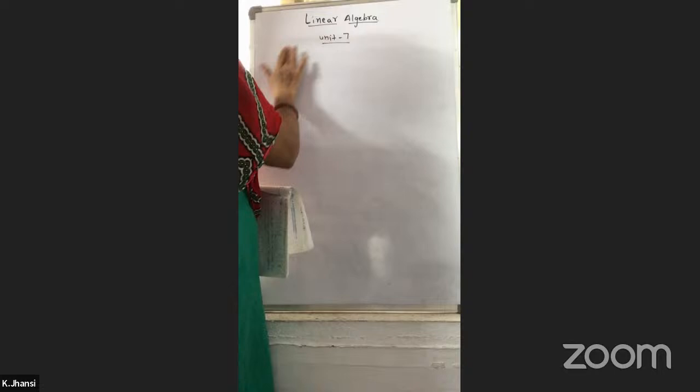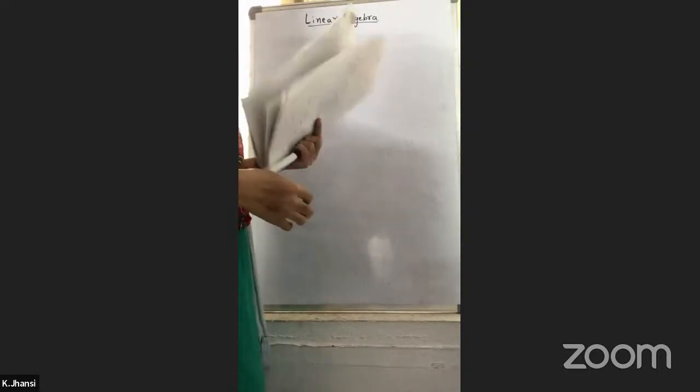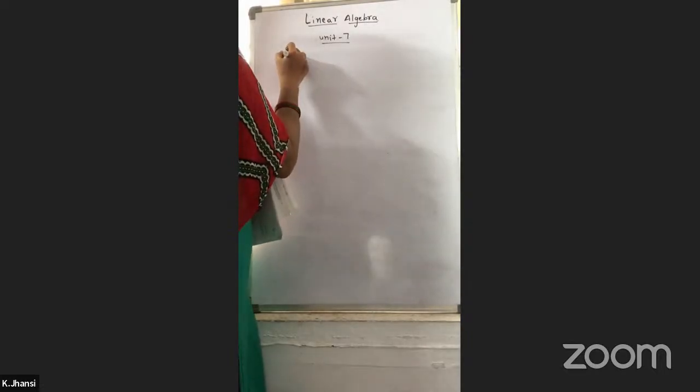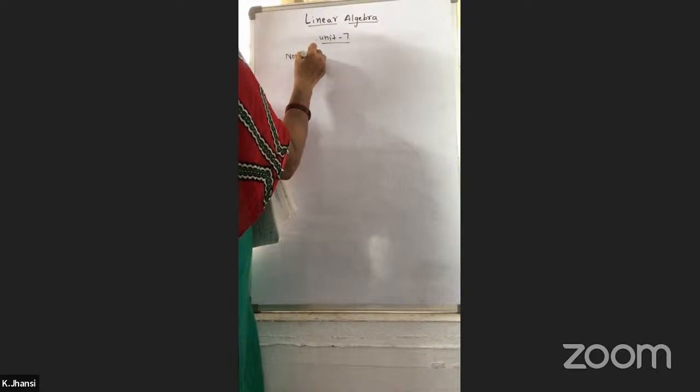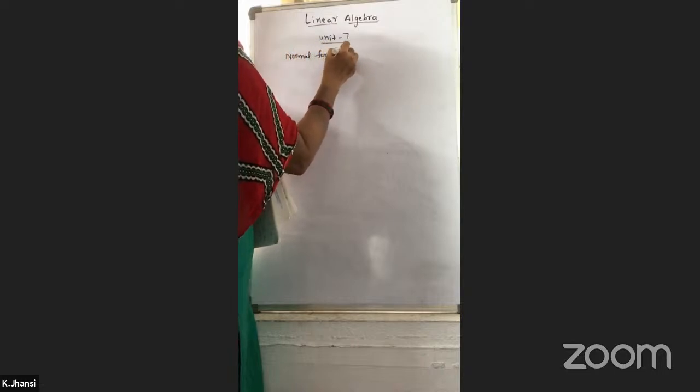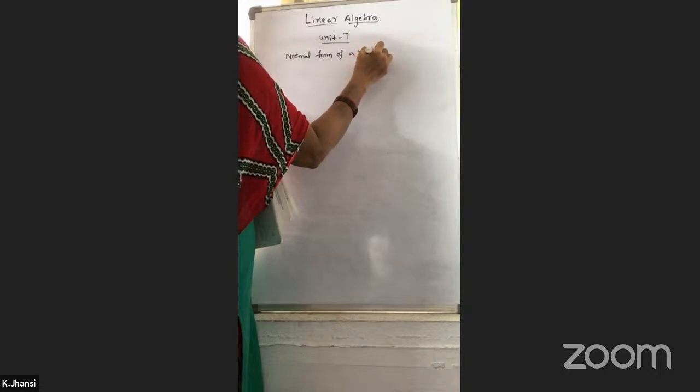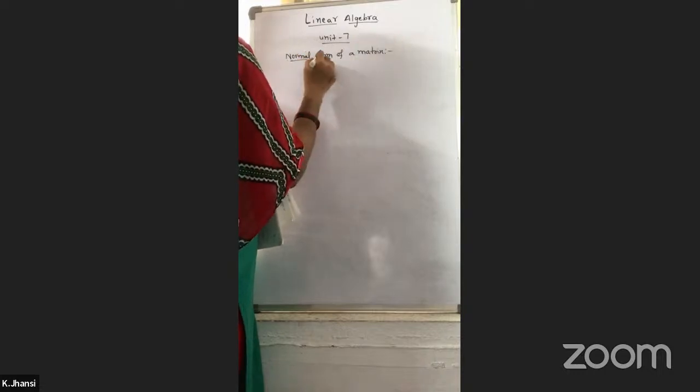Normal form of the matrix means you have to convert the given matrix into the identity matrix, that is a 3 by 3 identity matrix or 2 by 2 identity matrix, by applying elementary row operations and also column operations. For the normal form, we use both operations, column and also row operations. So we have the definition of the normal form of a matrix.